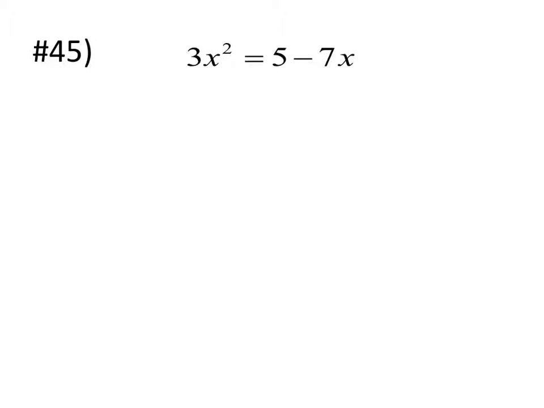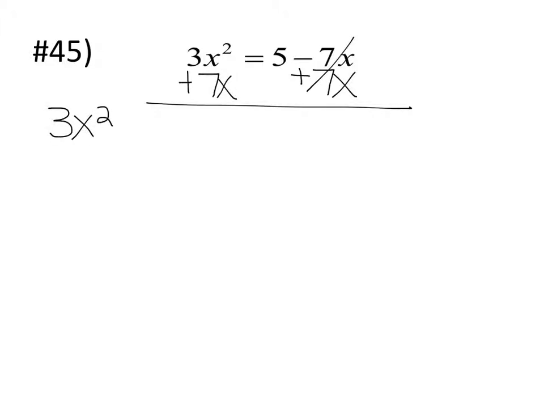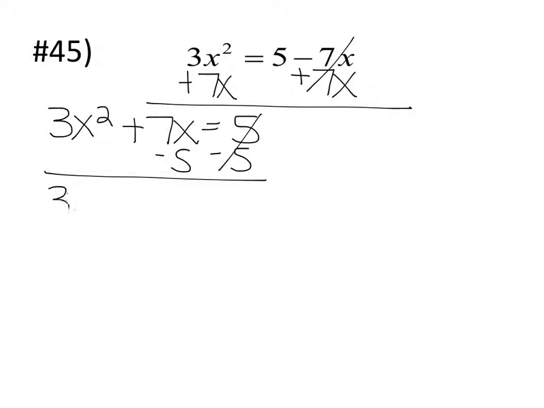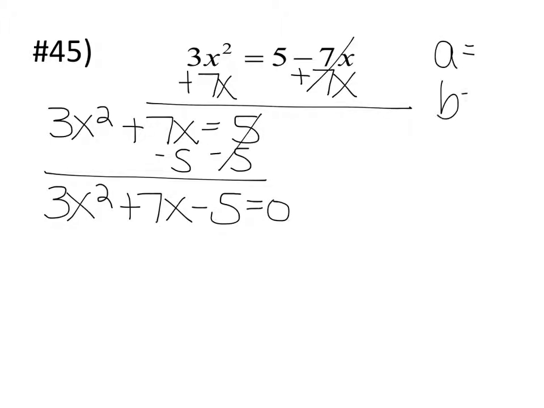All right, number 45 says 3x squared equals 5 minus 7x. I need to put it in standard form. So I'm going to add 7x to both sides, leaving you 3x squared plus 7x equals 5. Then I need to subtract 5 from both sides. 3x squared plus 7x minus 5 is equal to 0. List A, B, and C off to the side. A is 3, B is 7, and C is negative 5.